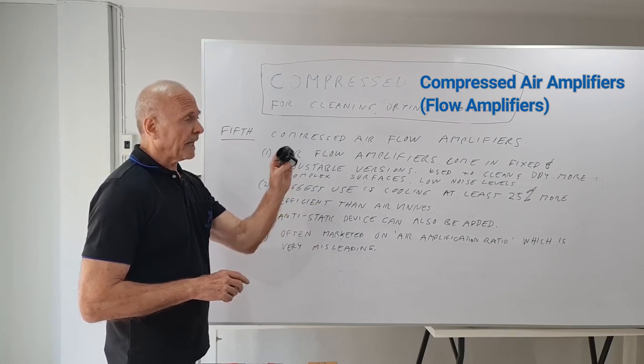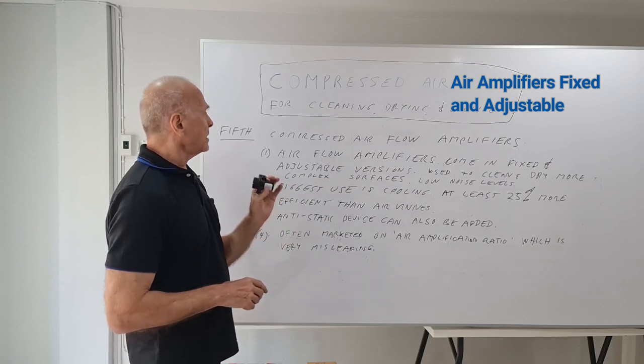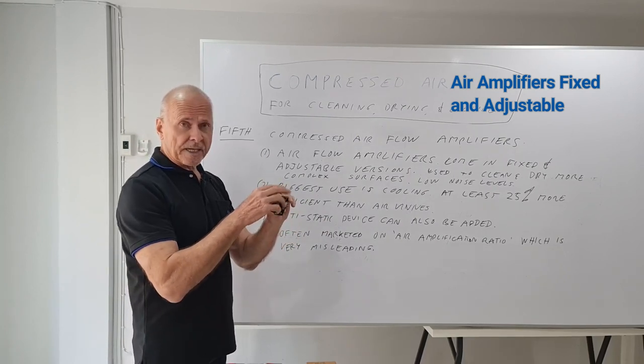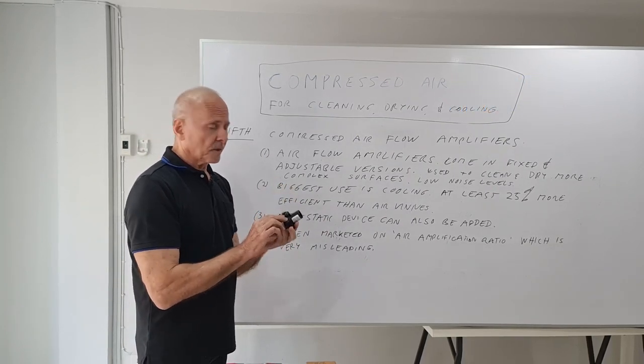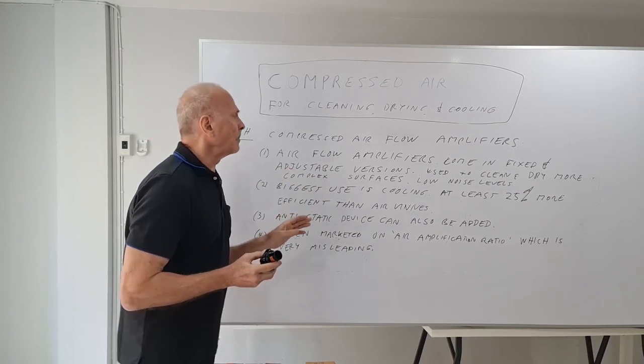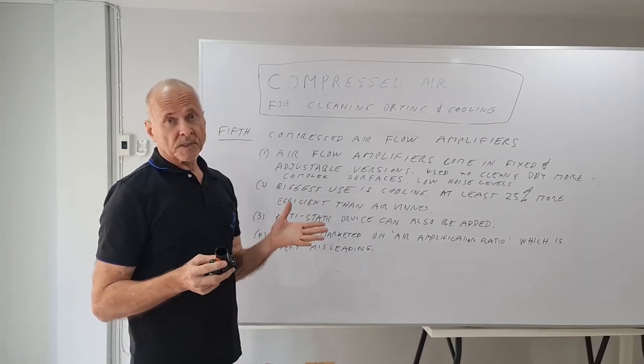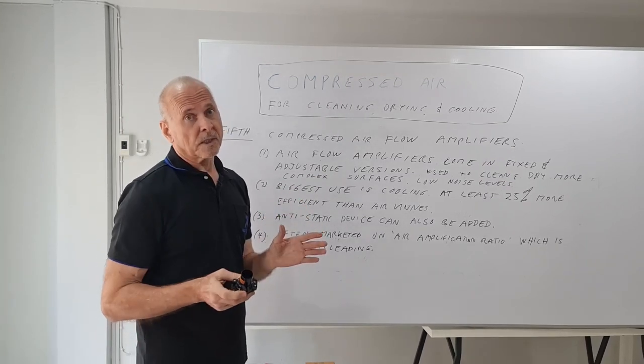I have a small one in my hand, a fixed unit. They come in both fixed versions and adjustable versions, so you can actually adjust the gap and fix it in place. With the fixed version that has a shim in there, you can stack shims to also vary the performance. They are used to clean and dry more complex surfaces. They have very, very low noise levels.